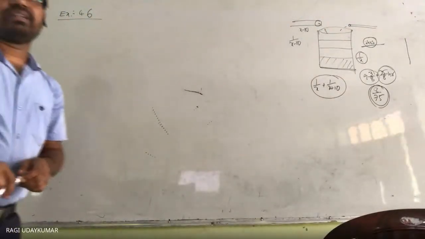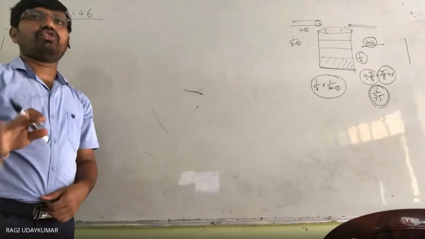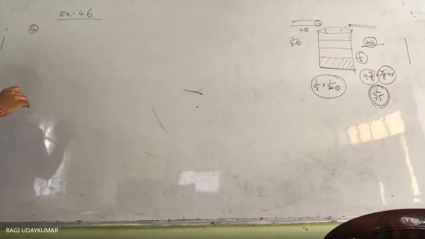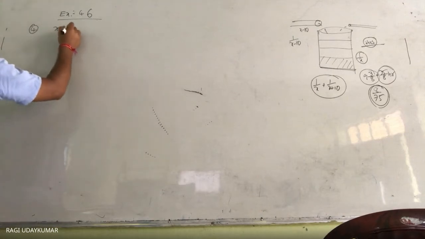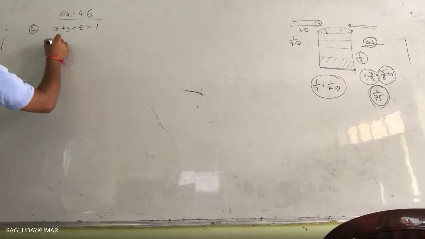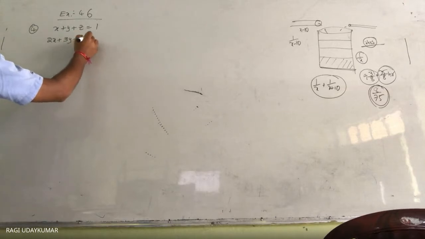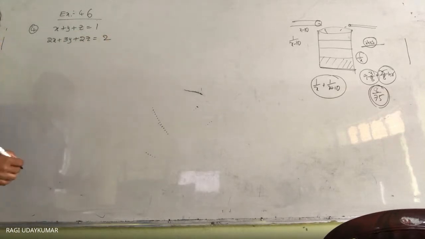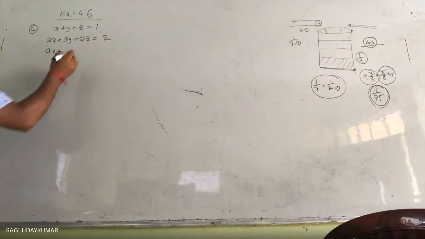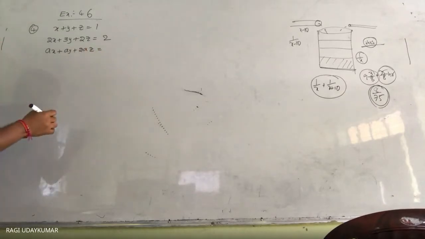So exercise 4.6. You may feel that the fourth problem is a little bit difficult. The question I am writing here: x plus y plus z is equal to 1 is given to you. Next, 2x plus 3y plus 2z is equal to 2 is given to you. Next, ax plus ay plus 2az is equal to 4.